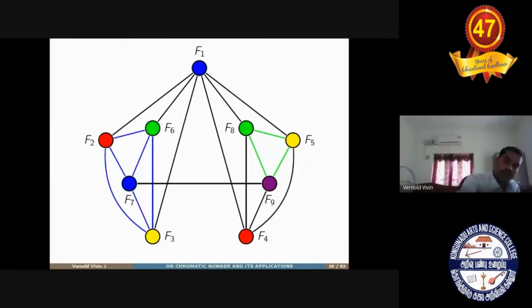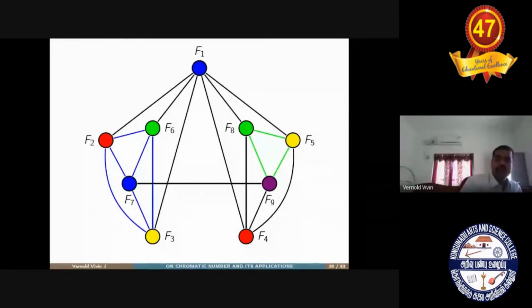If you look at the vertices F2, F6, F3, F7, here you can form one more clique. This will be called the maximal clique, whereas this one, even though it is a clique, is not a maximal one. So this is the maximal clique having 4 vertices, which is nothing but a complete graph on 4 vertices. The chromatic number for this clique will definitely be equal to the number of vertices, 4. So I have given 4 different colors for this clique: red, green, blue, yellow.